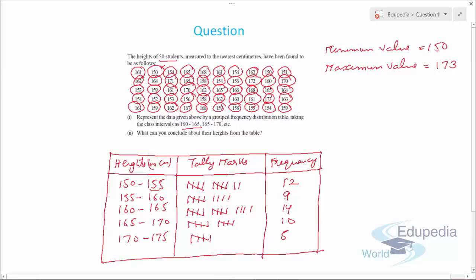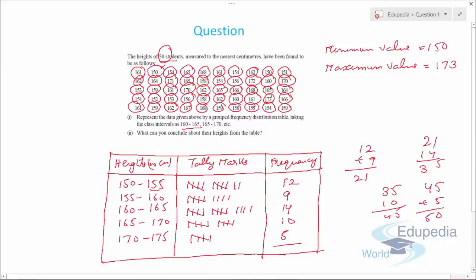So now we need to add this frequency to check with the number of students, right? So 12 plus 9 is 21. 21 plus 14 is 35. 35 plus 10 is 45. 45 plus 5 is 50. So we have 50 students. So this is matching. So the total is 50, right?